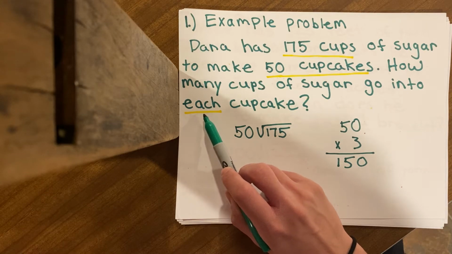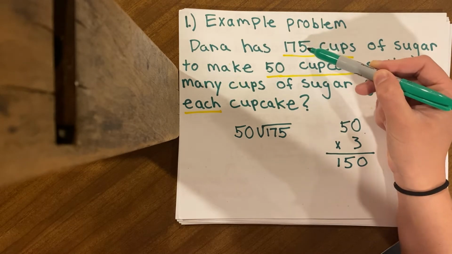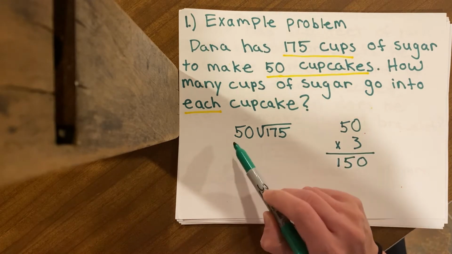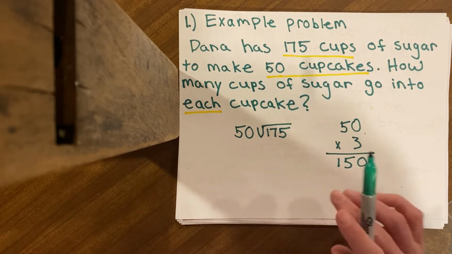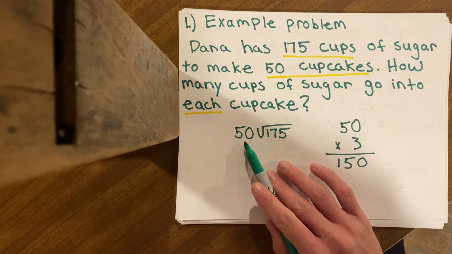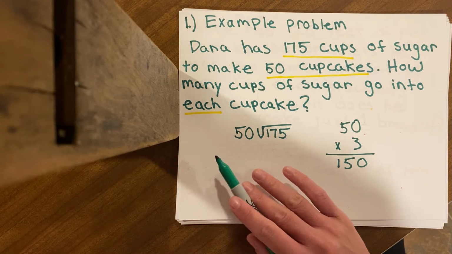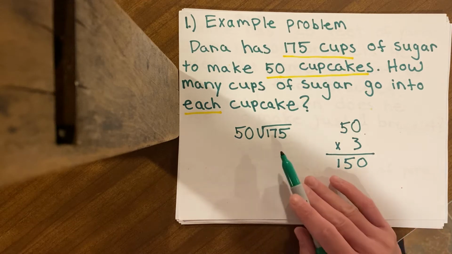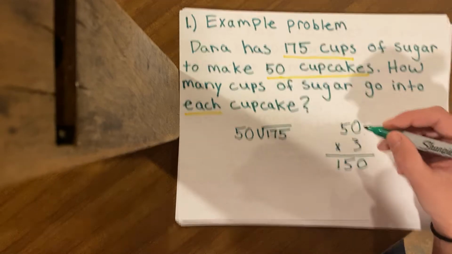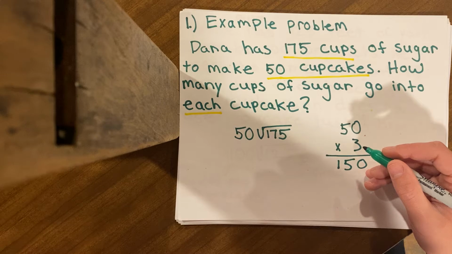So we know that if we have 175 cups of sugar, our 175 is going to go under our little house here, and we're dividing it by 50 cupcakes. So I started doing some side work here because we know that 50 does not go into 17 or 1, so we need to put 50 into 175. So we know 50 times 2 is 100. So we try 50 times 3 for our side work. We're going to get 150.